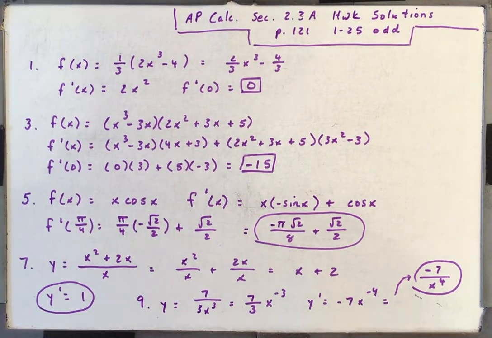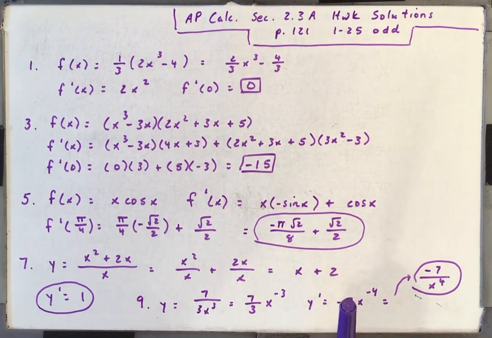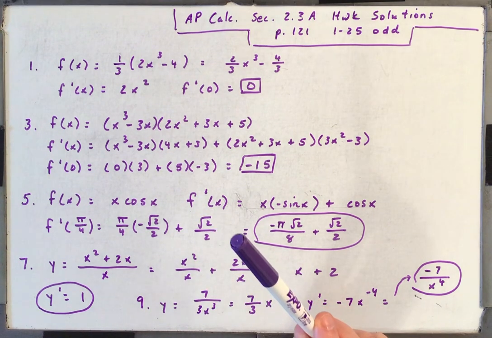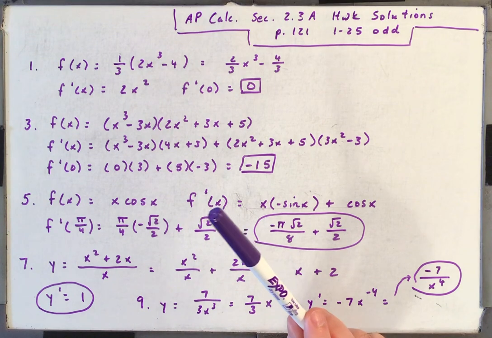Section 2.3, page 121, 1 through 25 odd solutions. I was able to cram the 1 through 9 on here, save us a little time. So on 1, 3, and 5, we are taking a derivative and then plugging in a value.